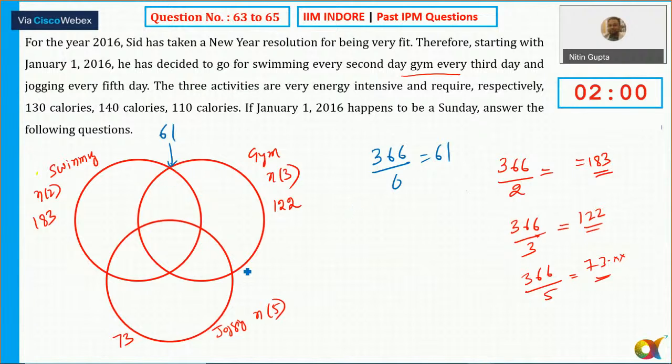Similarly, for gym and jogging, 3 and 5, the LCM of 3 and 5 is equal to 15. So 366 by 15 is 24 point something. So there are 24 days on which he went to the gym as well as jogged. Similarly, the LCM of 2 and 5 is equal to 10, so 366 by 10. You have to do all these calculations.